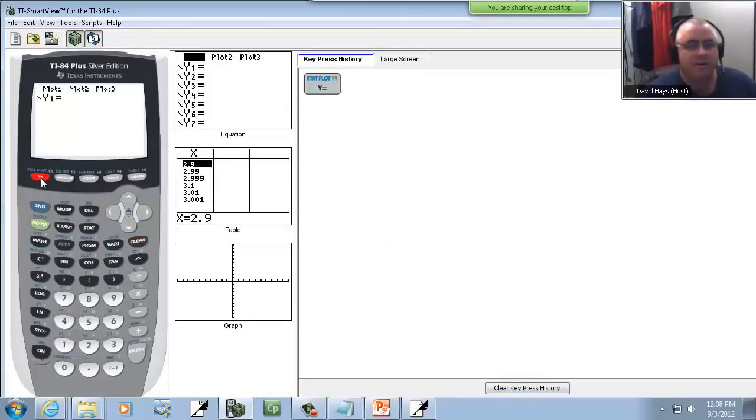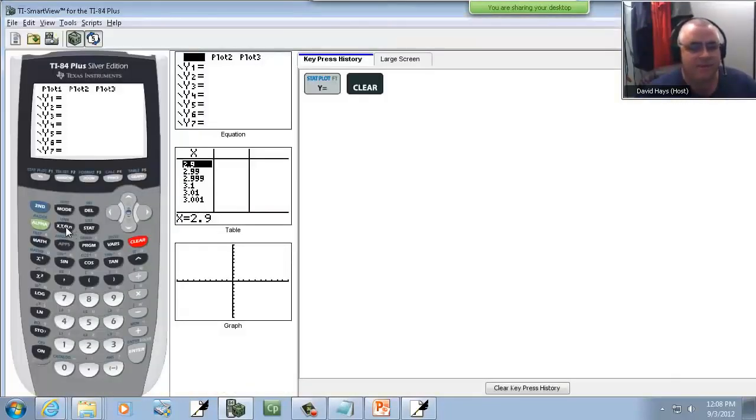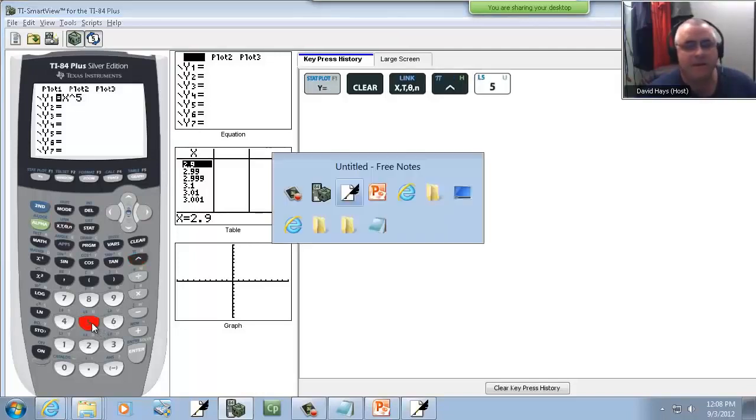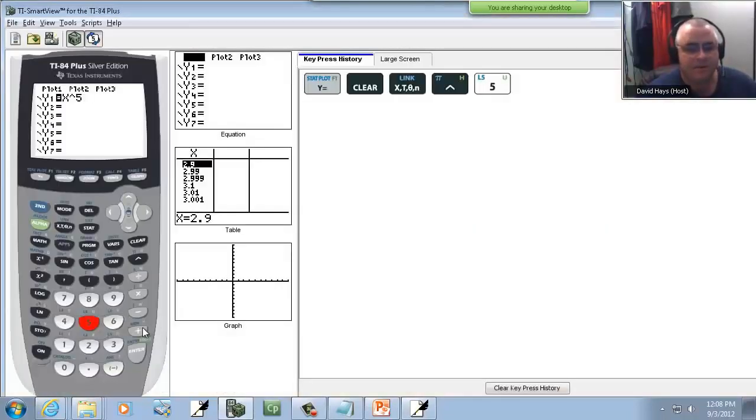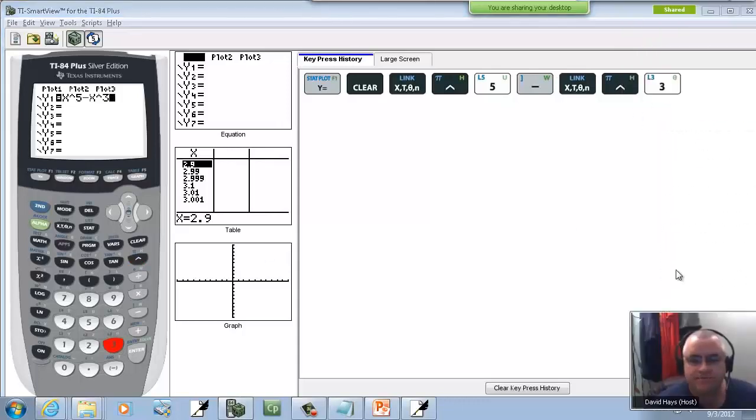Okay, so I'm going to press y equals. I'm going to press clear to clear out whatever's on y1. I don't have anything, but. And then I got x to the fifth, so I do x caret 5 minus x to the third. So minus x caret 3. And then graph.